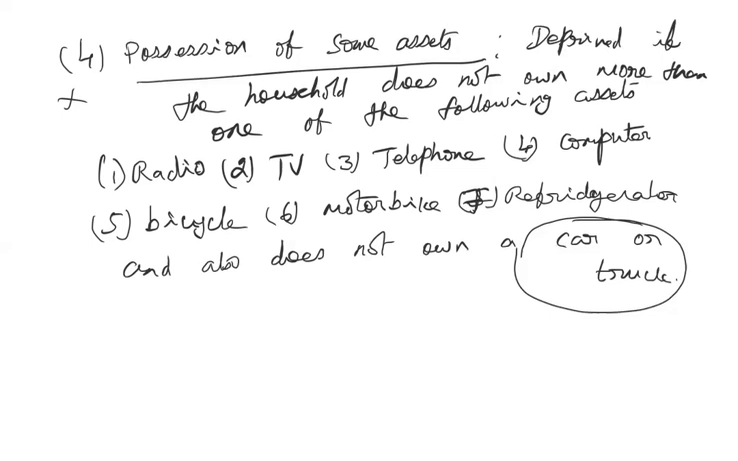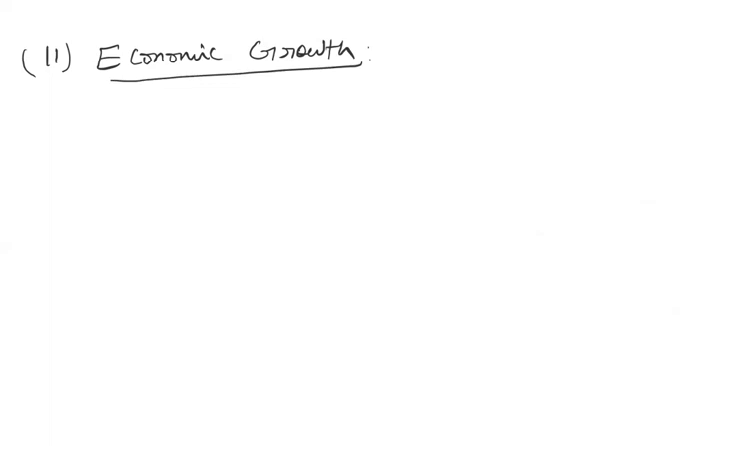Then, continuing with the indicators, the 11th one, economic growth. This was already dealt with in the beginning. What is the meaning of economic growth? It basically measures the rise in national income, per capita income. As I mentioned in the beginning, it is like the marks obtained by the student. This is one of the very, very useful indicators to know about the progress of a country.